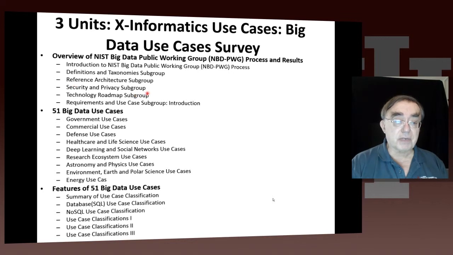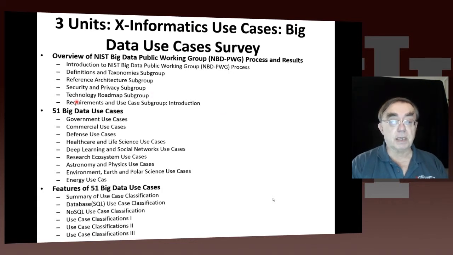Security and privacy is critical in this field, so we then have an important subgroup in that area. It actually has 9 use cases which we don't even go through. And then we have the technology roadmap subgroup, which is basically tracking the issues raised by the other subgroups to see where they're going and what needs to be done with standards and other support aspects.